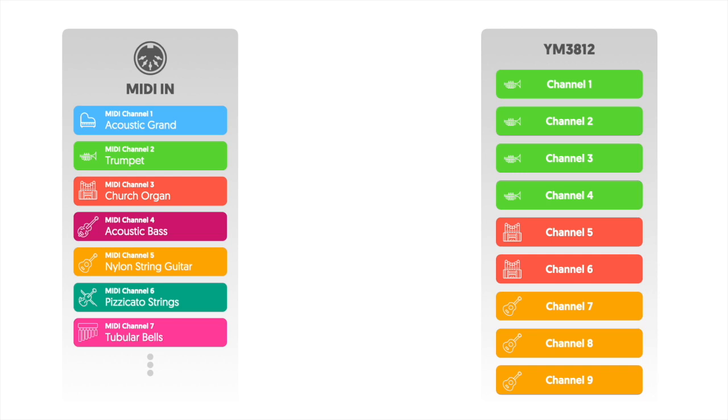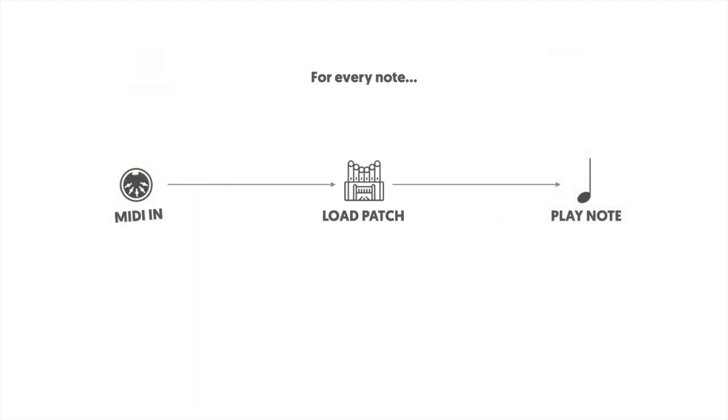To distill our algorithm down, a MIDI note comes in, we pick the channel on the YM3812, we upload the patch, and then we play the note. And we do that every single time we play a note. But wait, doesn't uploading patch information take a long time?